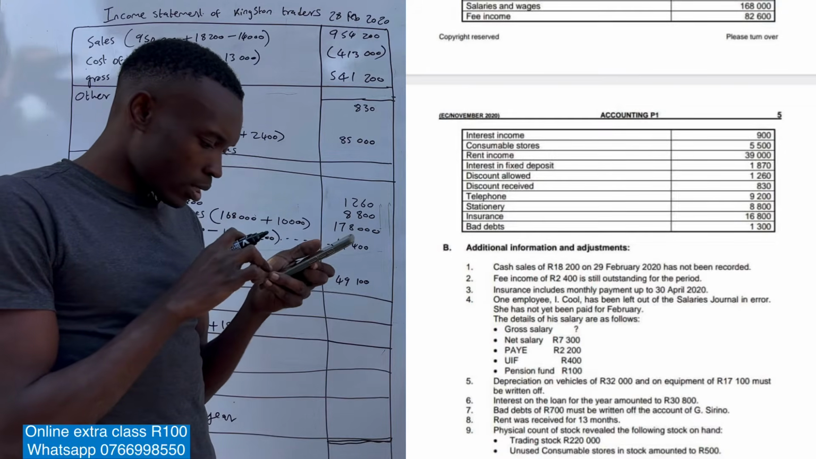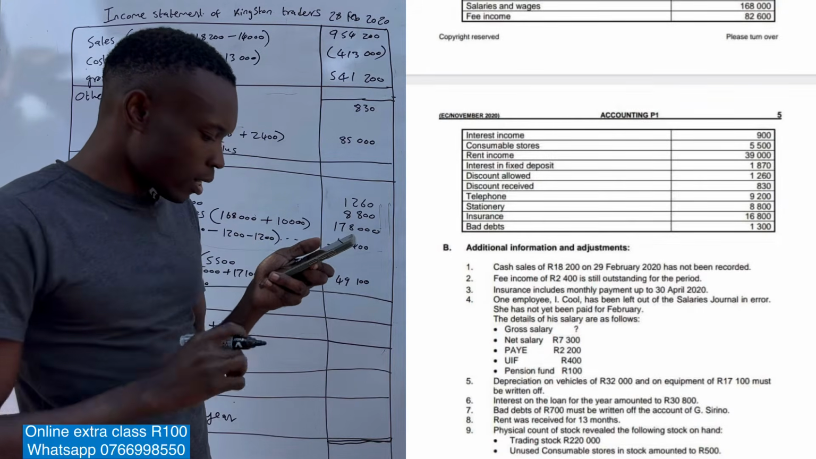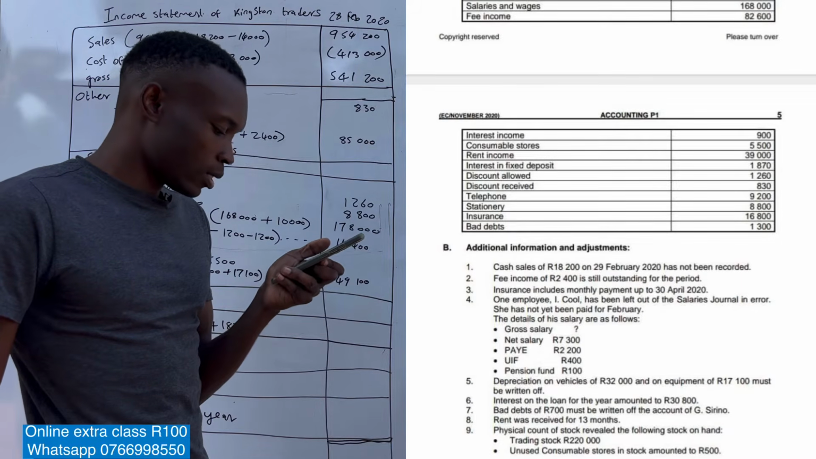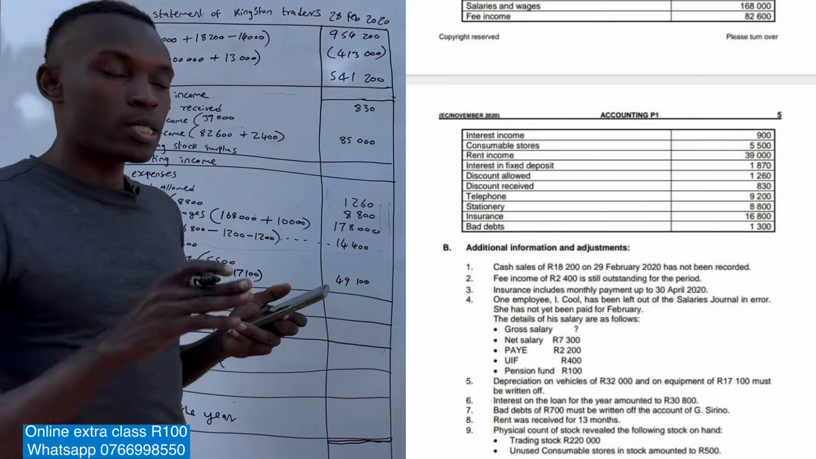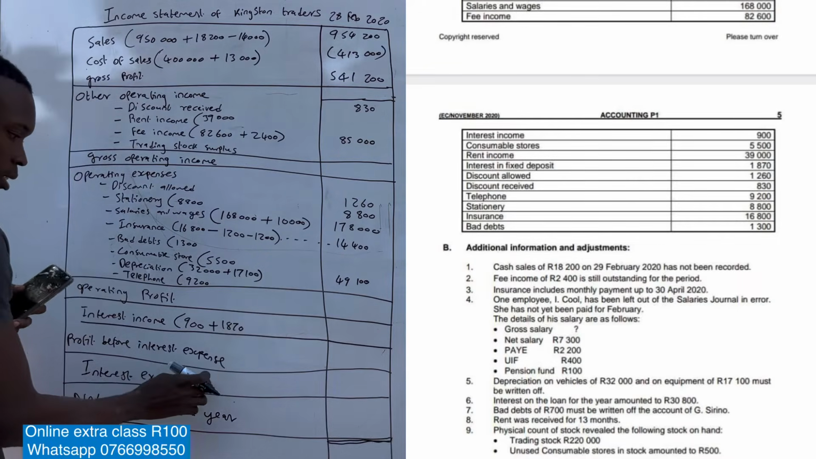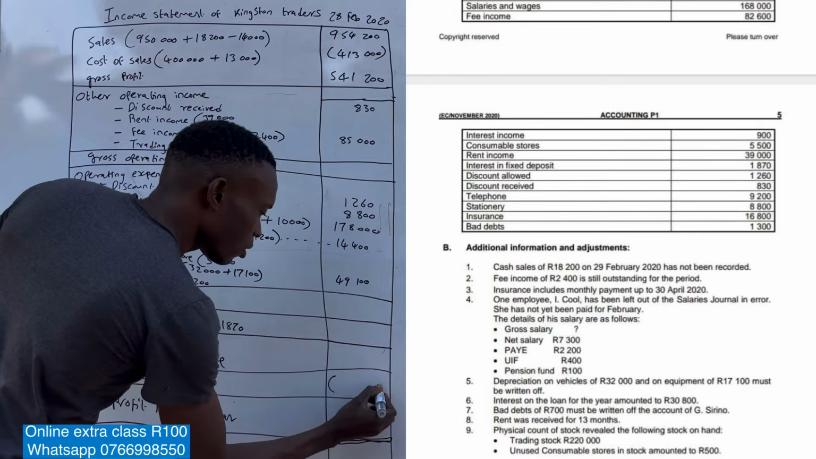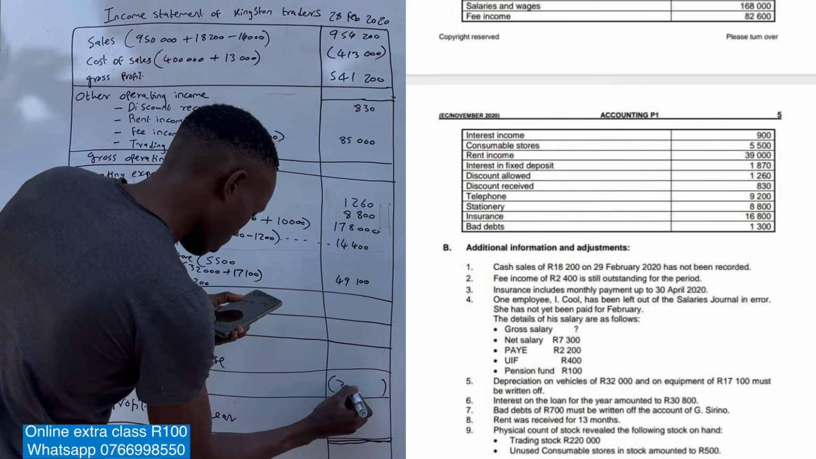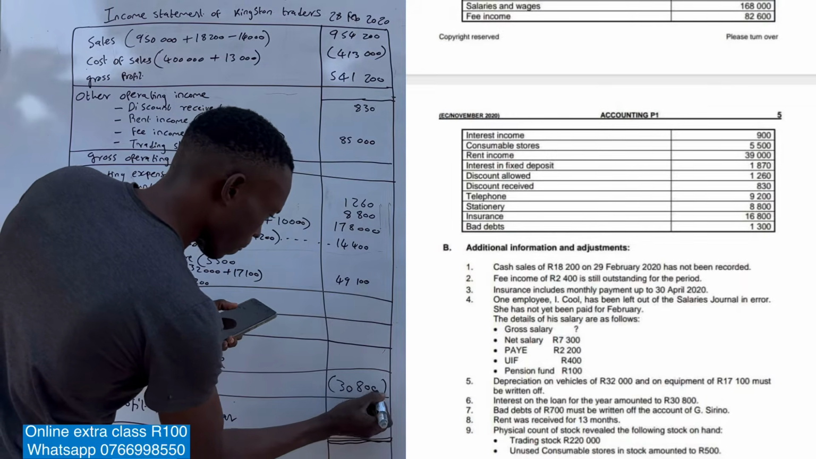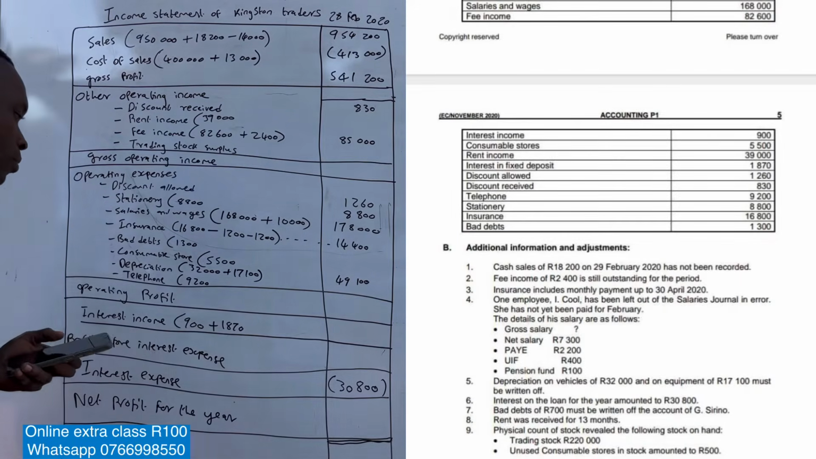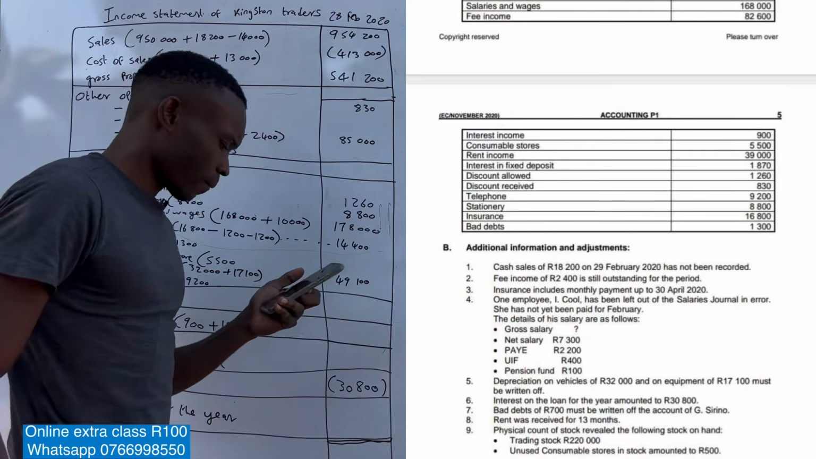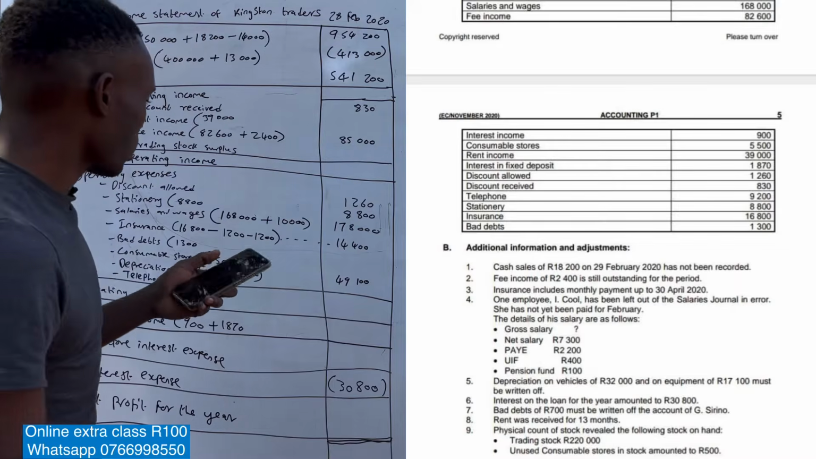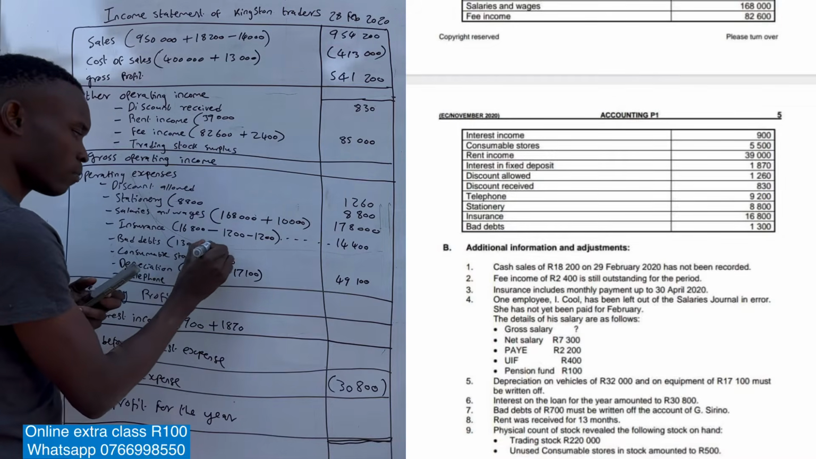The next one, they said that interest on loan for the year amounted to 30,800. Interest on loan is an interest expense, and must be written inside the brackets, 30,800. Okay. Then the other one, they say the bad debts of 700 must be written off. We are just going to add, where is bad debts? Plus 700.